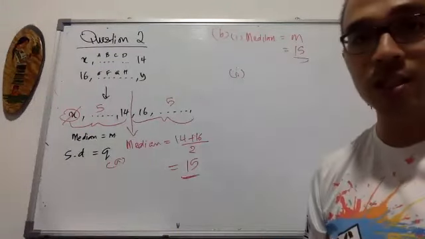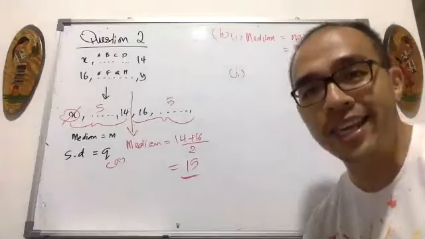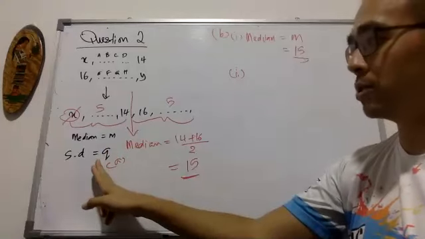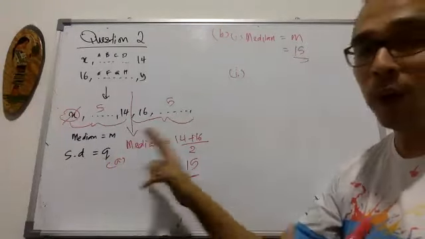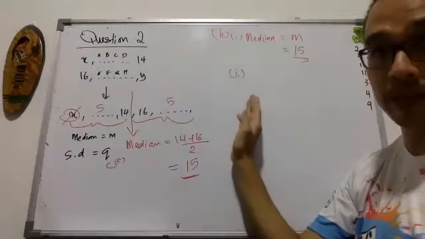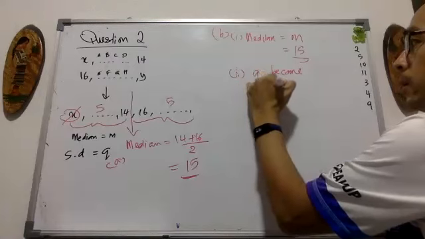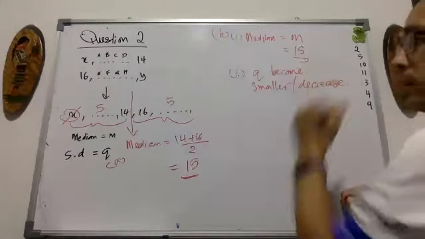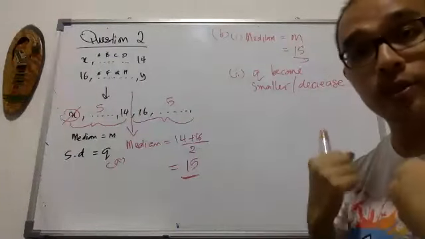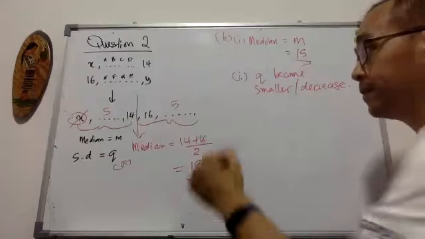Secondly, again, state the changes to the value of Q. Now they're not asking you to calculate the value of Q. They're asking, if this original one with 12 numbers has standard deviation Q, what happens to Q if I take away these 2 numbers? If I take away the smallest number and the biggest number, Q will become smaller, or it will decrease, simply because the spread of the data has become smaller. So the standard deviation will become smaller.